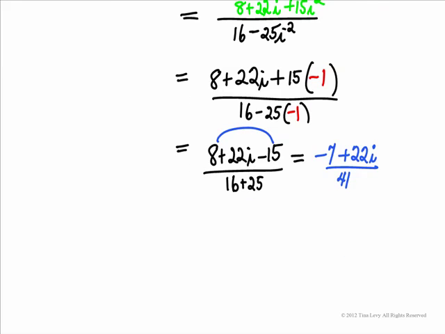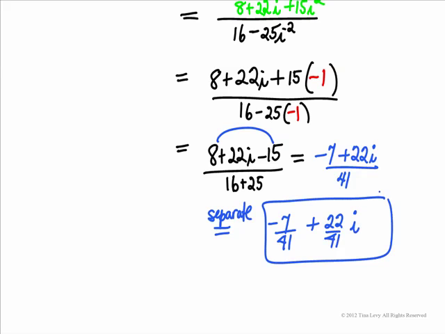We've done so much work, we're almost ready. Now we separate over the same denominator. So our last step is we're going to separate, and this becomes negative 7 over 41 plus 22 over 41 i, just like that. We now have the answer in complex number form. We call this a plus bi form.